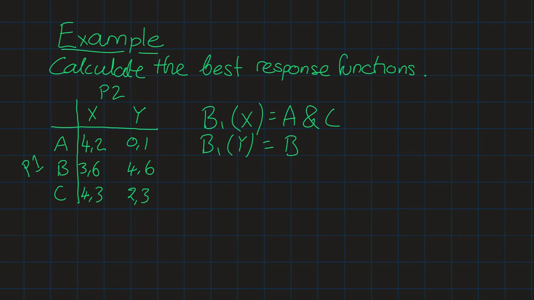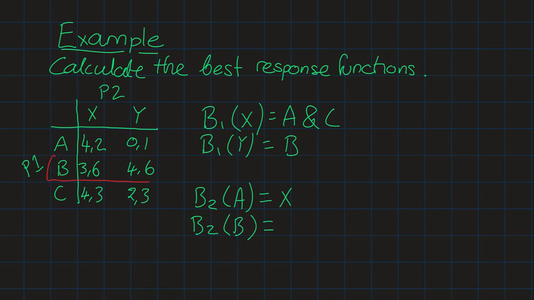Now let's move on to the best response functions for player 2. So the best response for player 2 if player 1 chooses A. If player 1 chooses A, we restrict to this row, and player 2 is going to get 2 points if they choose X, and 1 point if they choose Y. Well, 2 is higher than 1, so X is the better thing to do. The best response for player 2, if player 1 chooses B.